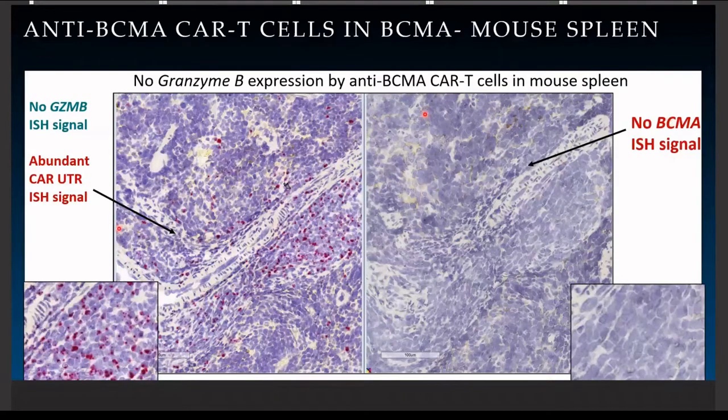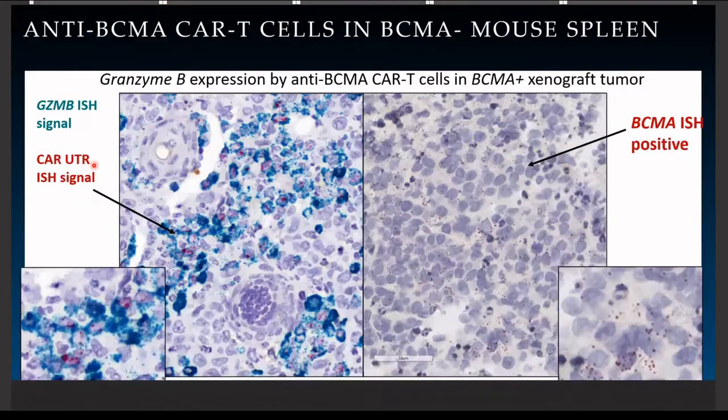On your left-hand side panel, we see, using the CAR UTR probe, presence of the CAR T cells, which means that the CAR T cells are present in the spleen, but they are not engaging, which is indicated by negative staining for granzyme B. Granzyme B, as you know, is secreted by active T cells upon engagement. So absence of granzyme B shows that although the CAR T cells are present, they are not engaging. And this is exactly what you would expect.